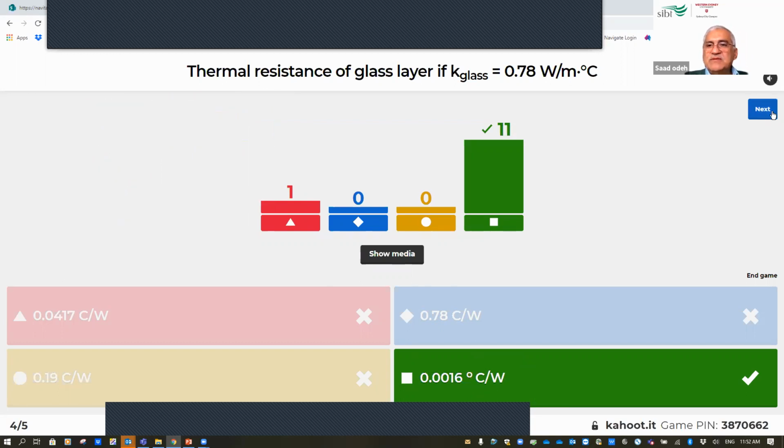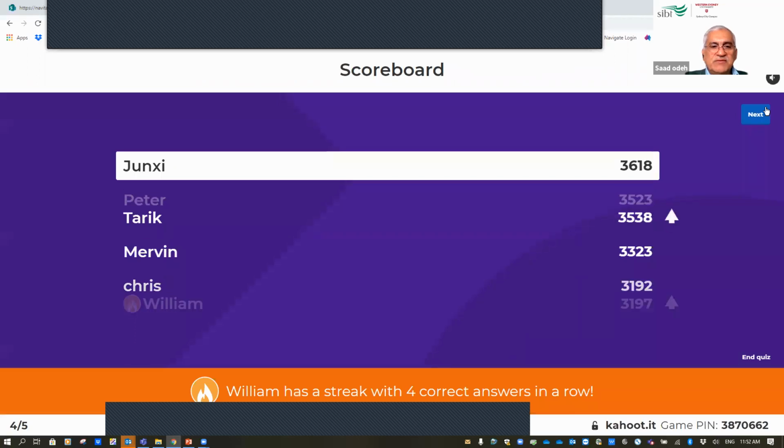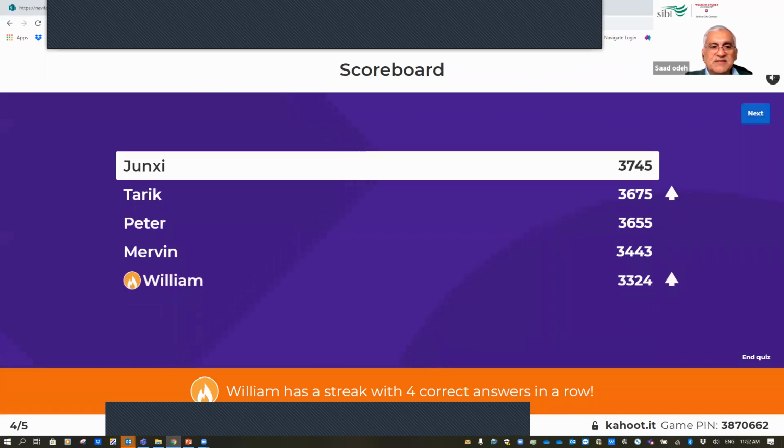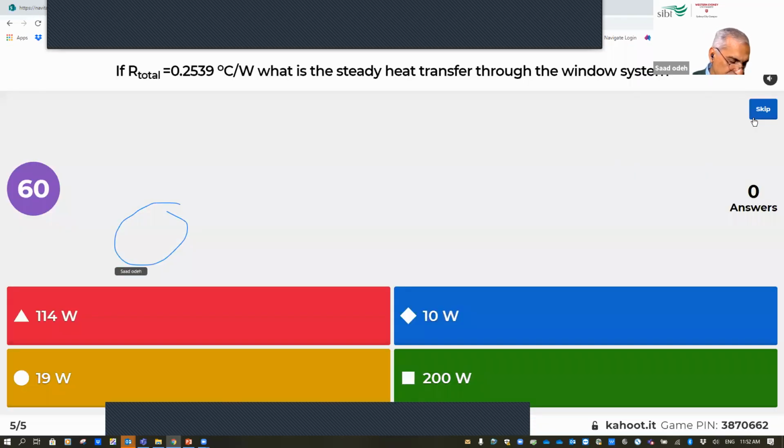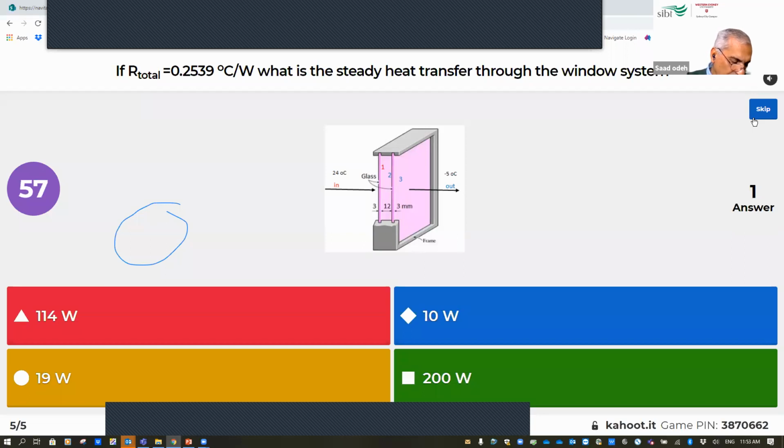Right, so let's go to the final one. The last question. We have our total is given. What's the heat transfer? So now we know RT. So we know that Q is equal to delta T divided by RT.